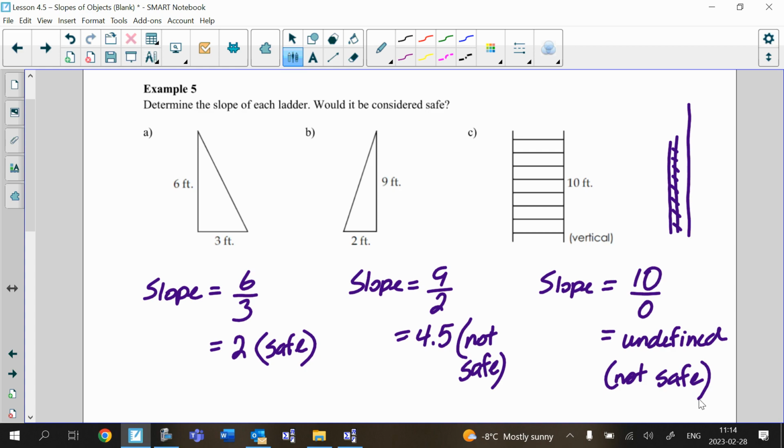We're going to go back and talk about slope as a rate of change, and we can use it in scale drawings. We can use it in converting currency. So like I said at the beginning of this, slope has a ton of different uses.